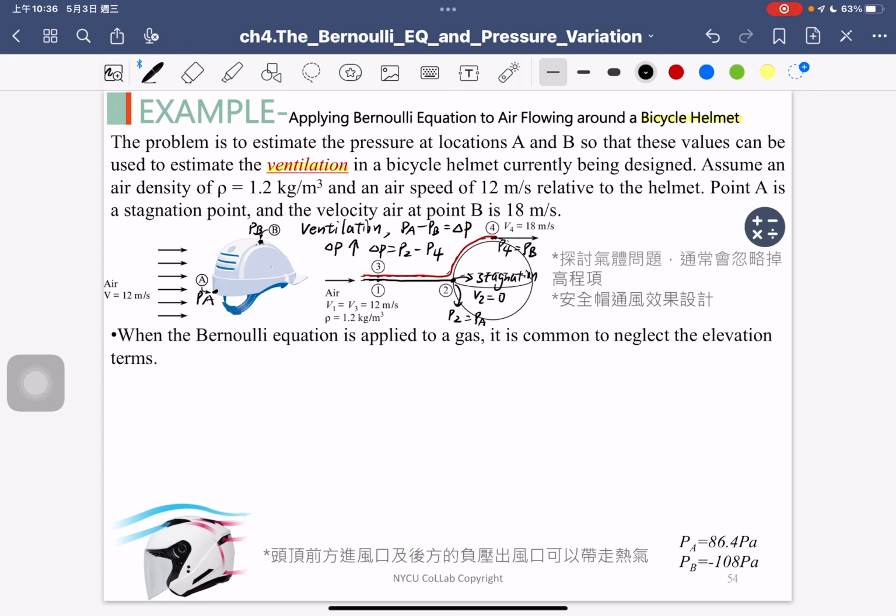Okay, so we have two different Bernoulli equations because we have two streamlines. As I emphasize, if you want to apply the Bernoulli equation, you should make sure the two points you pick are located on the same streamline. If not, you cannot apply the Bernoulli equation. So here we have two Bernoulli equations, right? The first Bernoulli equation focuses on point 1 moving to point 2.